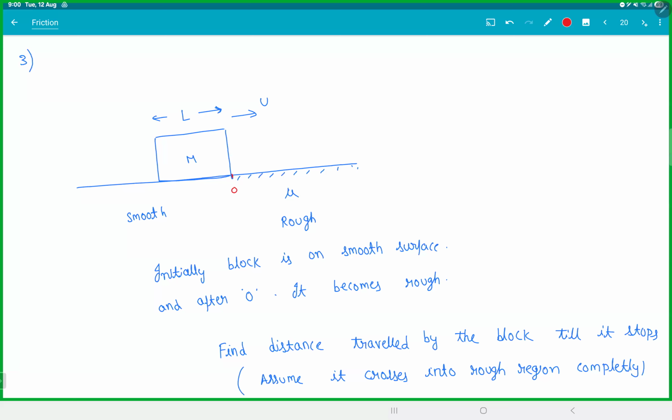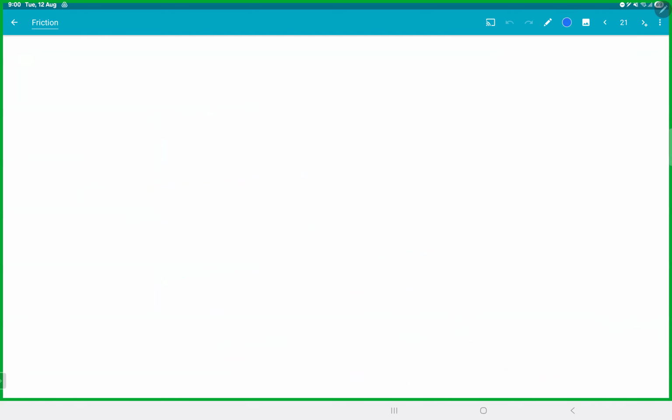U square by 2mg plus L square by 2mg. Nereshwan, that's not the answer. So how do we approach this? U square by 2mg. So we have to divide the problem into two parts: one while entering and one after completely entering. So let's divide this into two pieces.